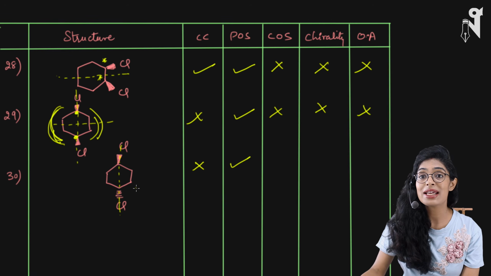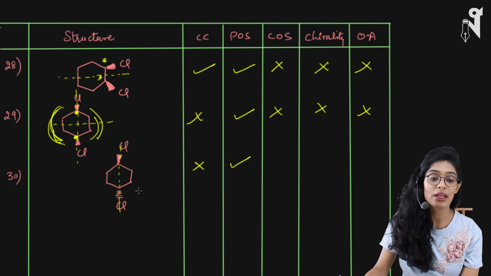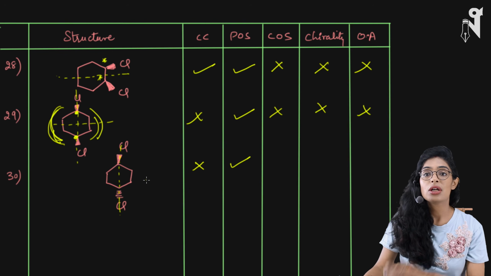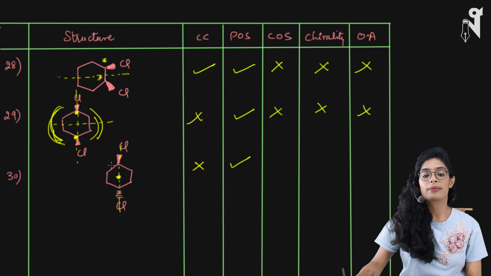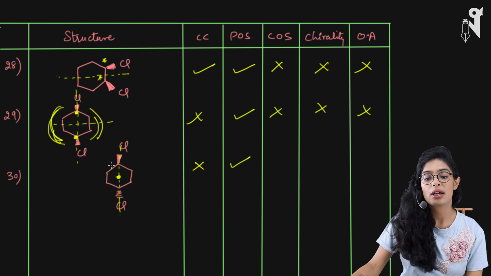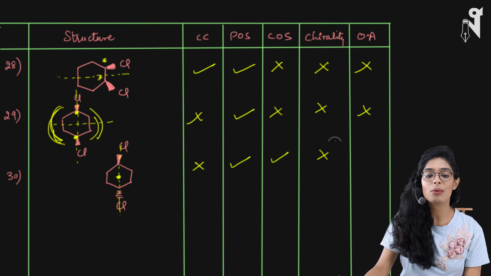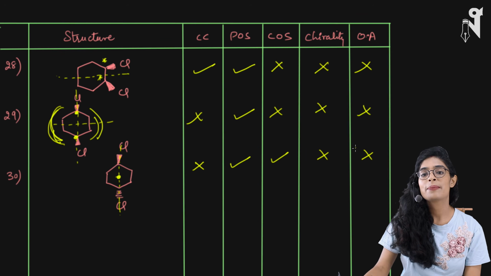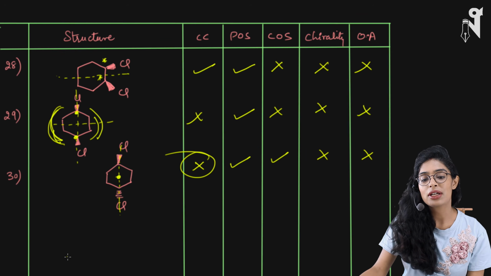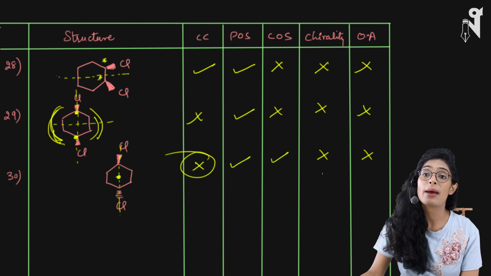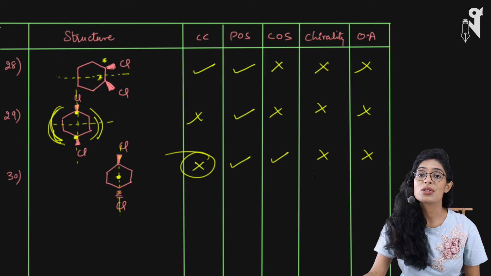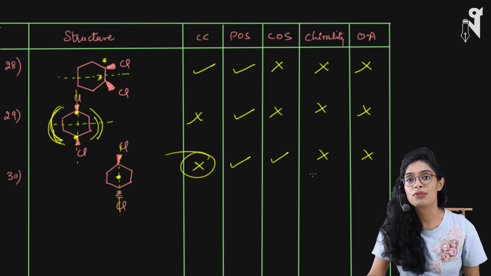Does it have COS? Yes, it does have COS. Let's look at it. I'm passing a line through the center. One chlorine is up, one chlorine is down. They're opposite to each other, and the line is connecting, right? So COS is there. Chirality, yes. Optical activity, yes. Now this is the example where we have no chiral center, and still we have the chirality and optical activity. So this is what exactly we're talking about. The presence or absence of a chiral center does not make any compound optically active or inactive.